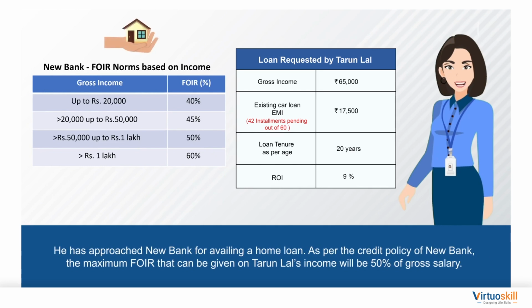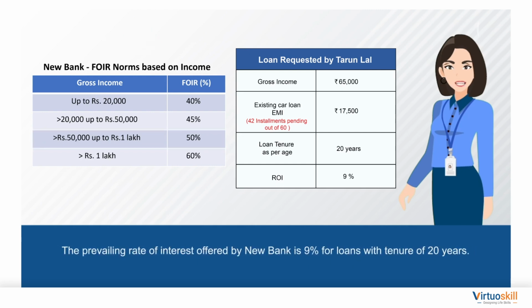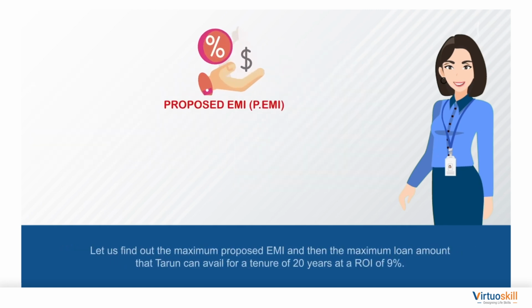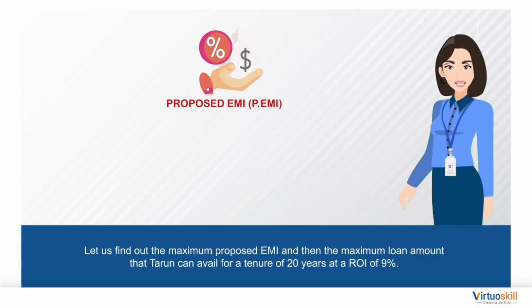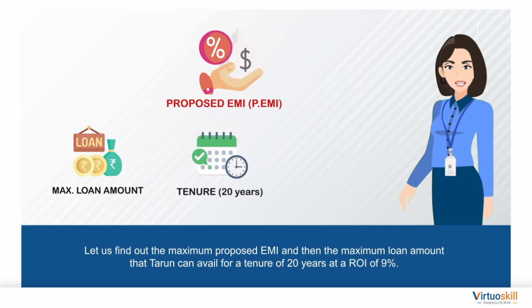As per the credit policy of New Bank, the maximum FOIR that can be given on Tarun Lal's income will be 50% of gross salary. The prevailing rate of interest offered by New Bank is 9% for loans with tenure of 20 years. Let us find out the maximum proposed EMI and then the maximum loan amount that Tarun can avail for a tenure of 20 years at a ROI of 9%.